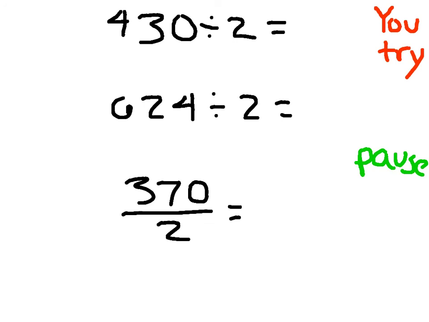Hopefully you did hit pause there. Half of 430 is 215. Half of 624, 624 divided by 2. Okay, we just take a half of that. That's 312. 370 divided by 2.